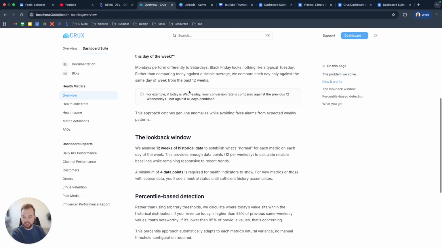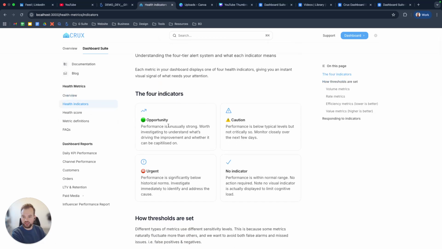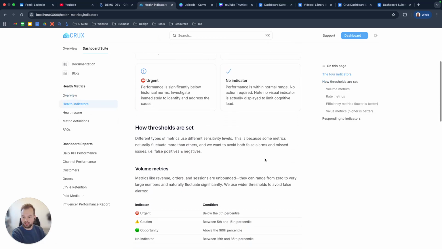As I mentioned, we look at the past 12 weeks. We are considering weekday seasonality within this because we know that's a big factor for e-commerce businesses. Weekends perform much differently to weekdays. So we take that into consideration with this analysis, and we come up with these 4 scores.